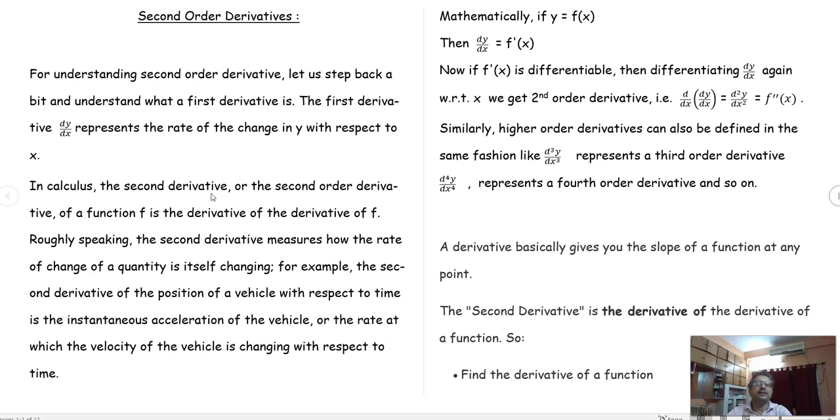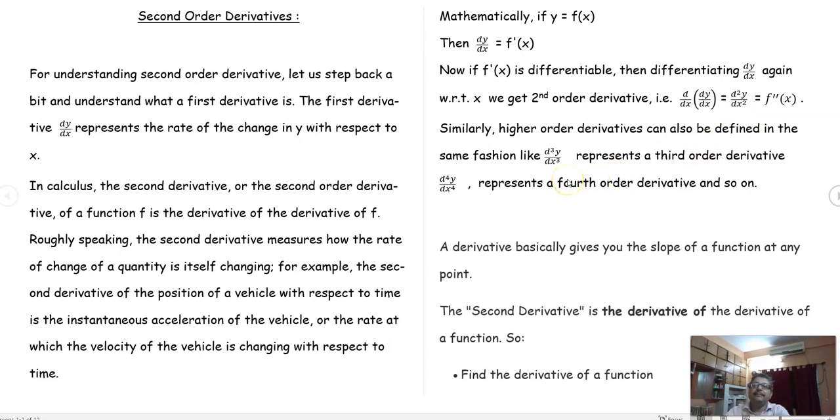If we have a function like y equal to f(x), then the first order derivative dy by dx is f dash x. Now if this function f dash x is differentiable, I mean if we can differentiate once more, then differentiating dy by dx again gives the second order derivative, which we write symbolically as d/dx of dy by dx. d/dx is the rate of change of a certain quantity. So if the rate of change of y is there, we write it as dy by dx. If the rate of change of the first order derivative is there, we write it as d square y by dx square or f double dash x.